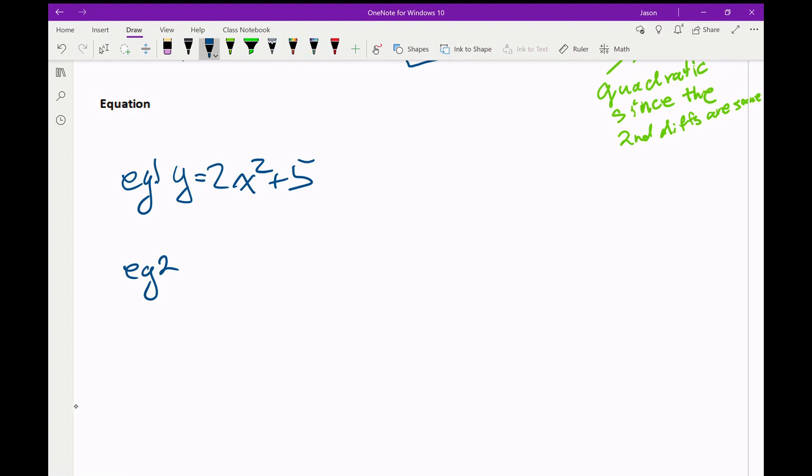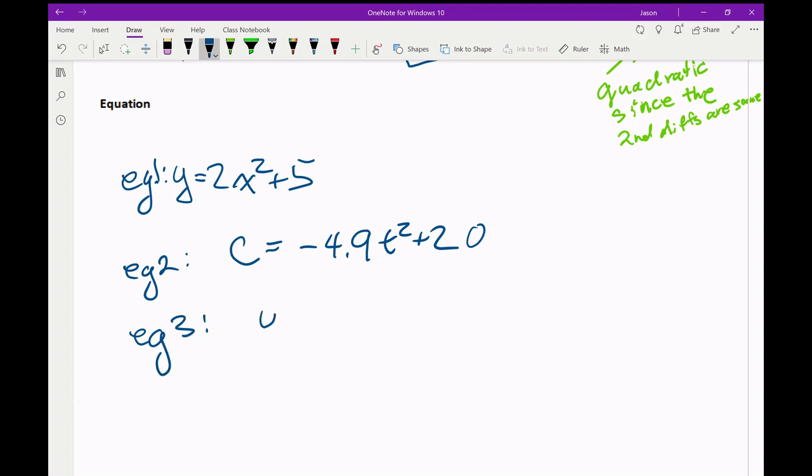So example 2 is this. Suppose that I have c is equal to -4.9t squared plus 20. So this represents a ball being thrown into the air at 20 meters per second, and the Earth is pulling it back down. So how high would it go? How long would it take to hit the ground? That equation could tell me that. Now another equation that looks like a parabola is this: y is equal to 0.5q squared.